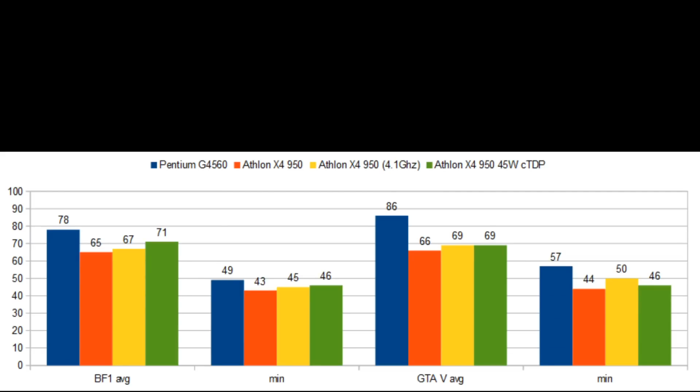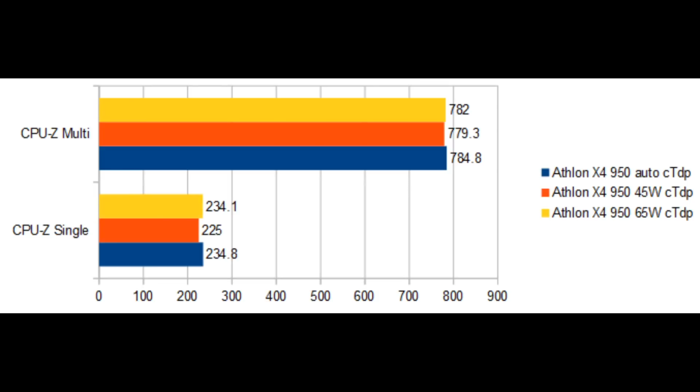Now let's put the 45-watt version through some games. In Battlefield 1, it beats the overclocked Athlon and comes close to the Pentium. Also, in GTA 5, we see nice gains. In the CPU set test, we can see that the 45-watt option has a minor regression in single-thread performance. But compared to the potential massive gains in gaming, this can be ignored.